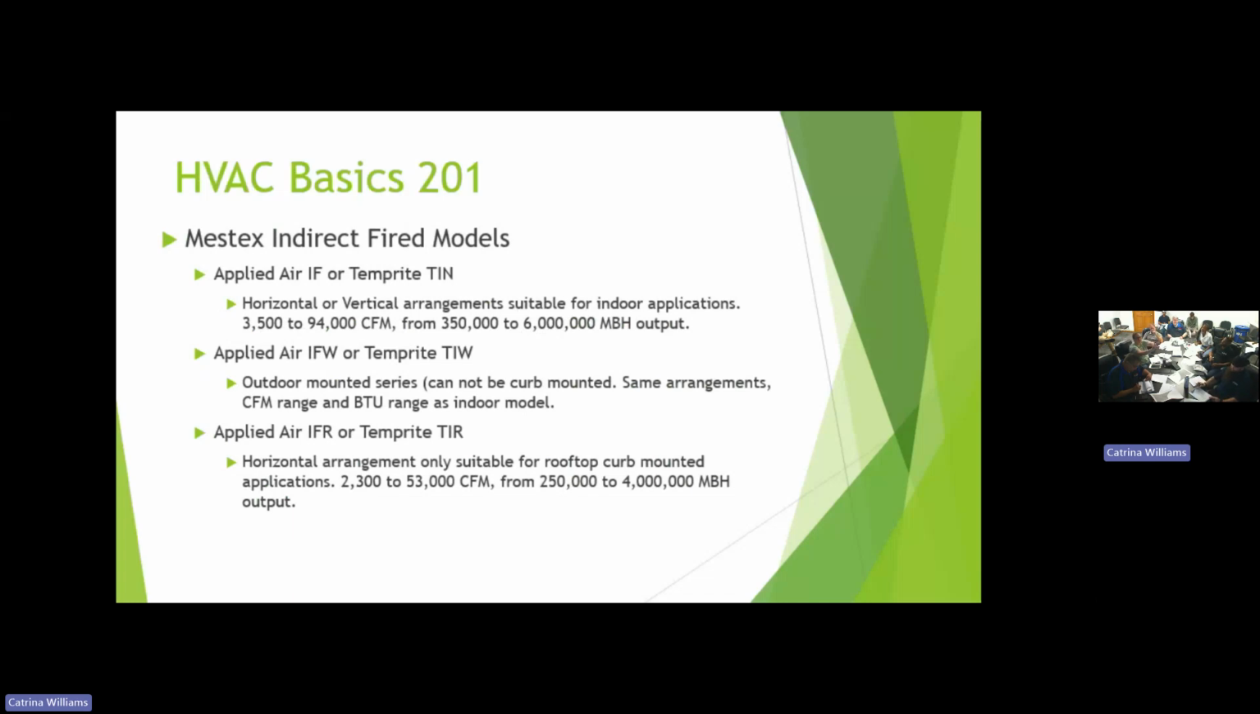What is the difference between the MBH and the BTU? I always get those mixed up. M means 1,000. So if you have an MBH, it's 1,000 BTU. Okay, but you're measuring the same thing. MBH is 1,000 BTU per hour. Yeah, that's the rating.